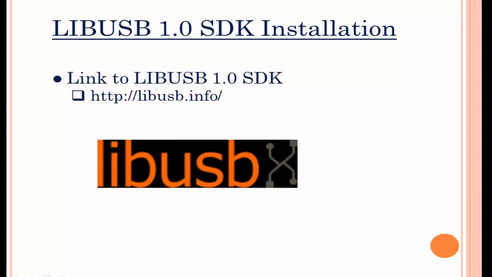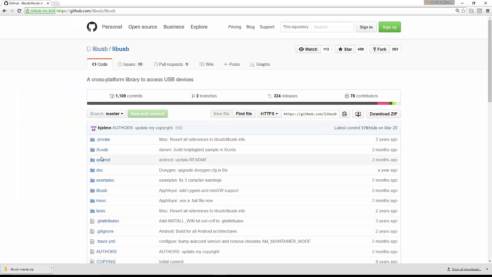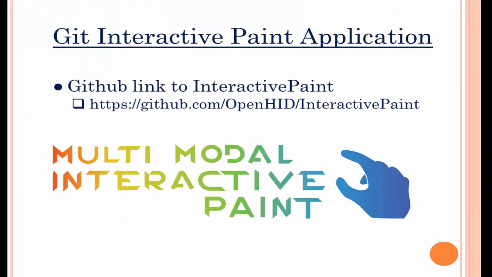The last SDK that needs to be installed is the libUSB 1.0. This SDK will handle the USB connections. The SDK can be found at the link provided below. The link should take you to the following page. You'll now access the source directly from GitHub. Once on GitHub, you can download the zip. Once the zip is downloaded, you can extract the files and place it into a file location to be used later for linking into the program.